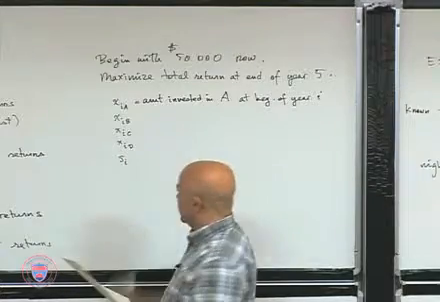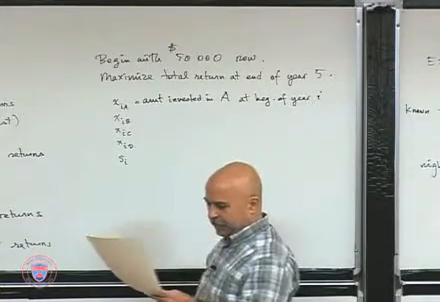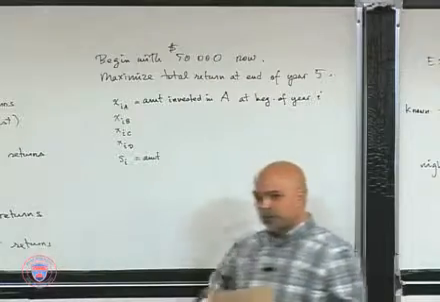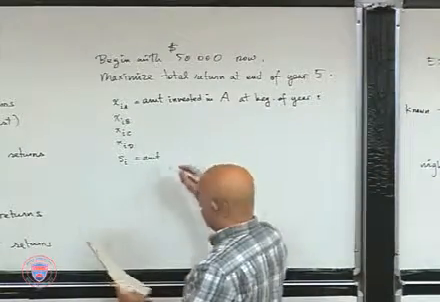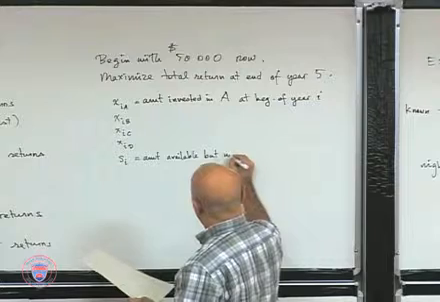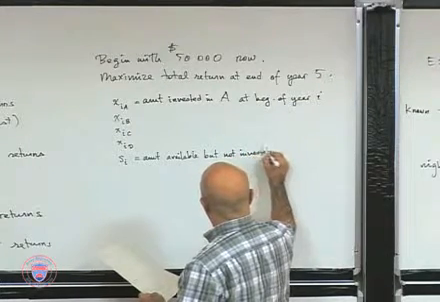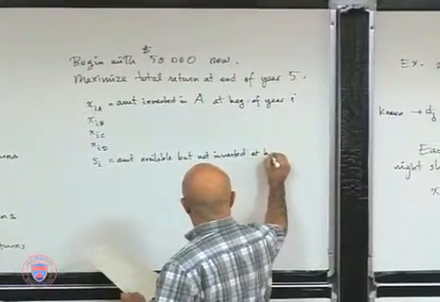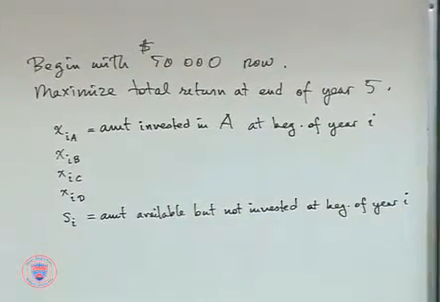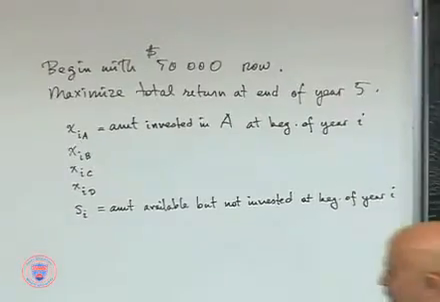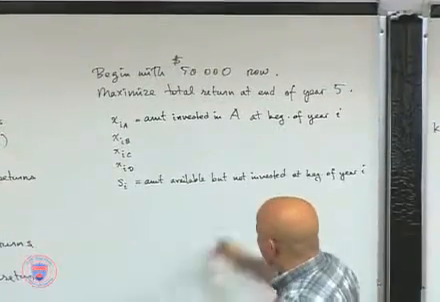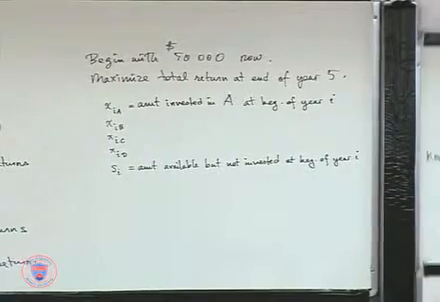Let me also define S_i to be the amount of money not invested at the beginning of year i. The amount which is available but not invested. So this is the money you keep in your pocket rather than invested.